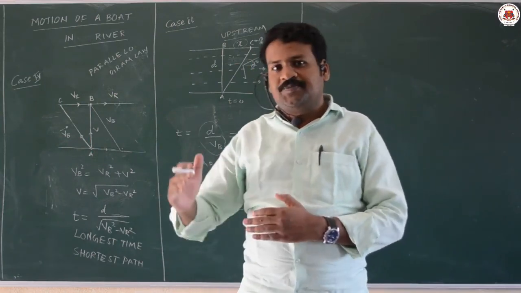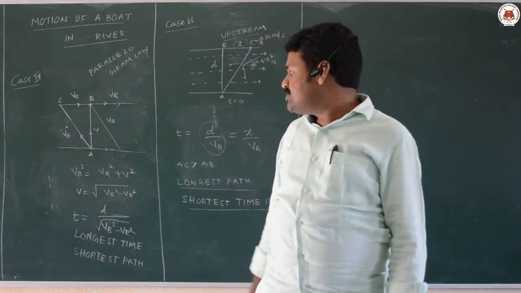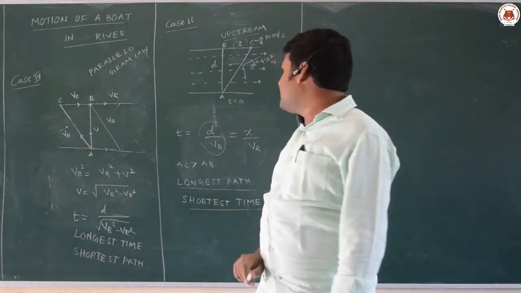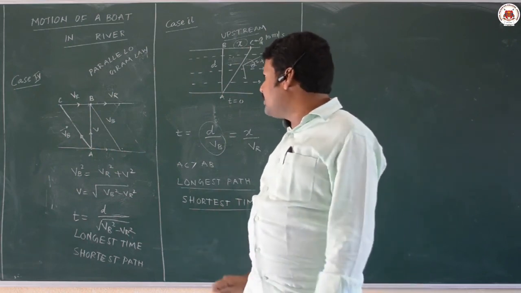You have to remember upstream, downstream, and the shortest time path: case 3 is the shortest time path, case 4 is the longest time path.